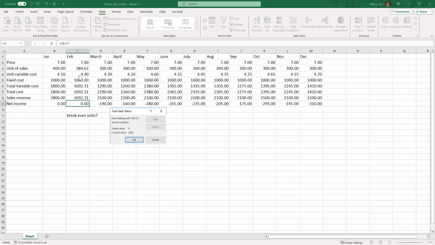And also, because the units changed, the fixed cost wouldn't change, but the total variable cost and the sales revenue will change as well. So it's like another contribution income calculation, but all done by the Excel. Okay, that's February. And then let's try another one. So you can do this break even for all of the remaining months. Let's just do one more.